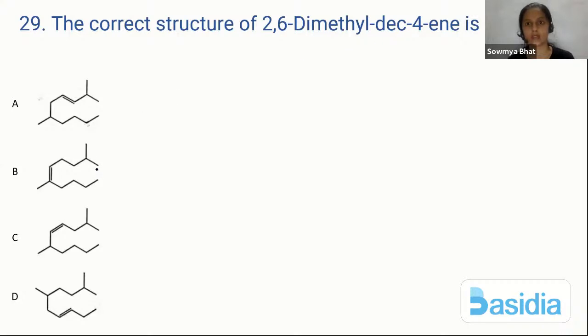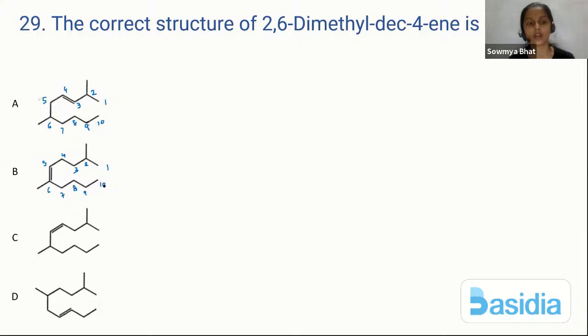Dec-4-ene. So there should be a double bond at the 4th position. So there are different structures given. Let's give the minimum number to the functional group, which is a double bond. So everywhere I'm starting from the end where the double bond is going to get the minimum position. 4, 5, 6, 7, 8, 9, 10. Here this should get the lowest number. So I'm going this way. 1, 2, 3, 4, 5, 6, 7, 8, 9, 10.